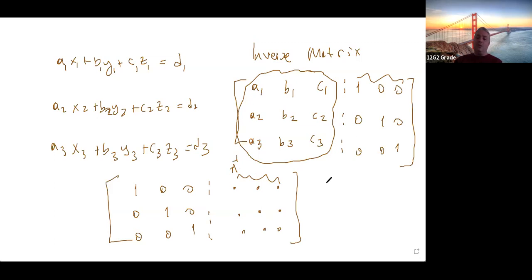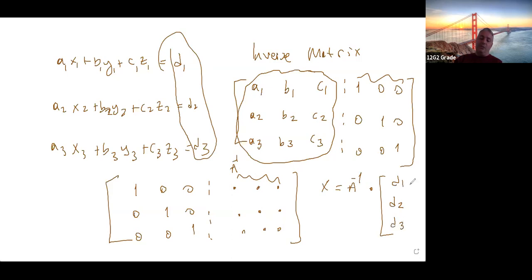So what is the solution? The solution is A inverse times the constant matrix, which is d1, d2, d3. And we know how to multiply the matrices. You may have a look at this one. It takes a little bit of time, but the question is the question. This is the longest one.